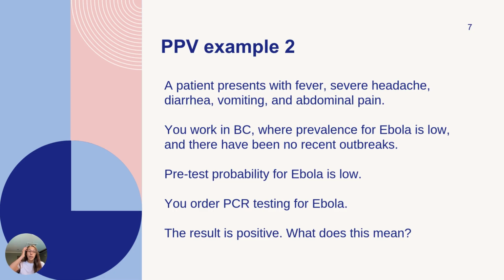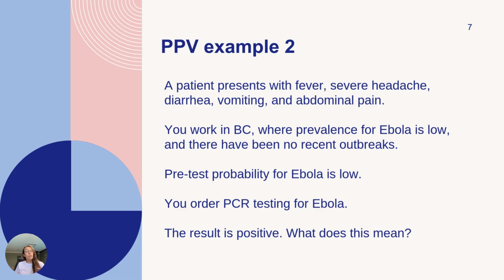Polar opposite, let's think about a patient, similarly, presenting with fever, severe headache, diarrhea, vomiting, abdominal pain. But you work in British Columbia in Canada, where prevalence of Ebola is very low, and there's been no recent outbreaks. You're not really concerned about Ebola. But you ask yourself, pretest probability for Ebola right now, very low. Chances are you're not going to be ordering it, right? But let's say for some crazy reason, you order PCR testing for Ebola and the result comes back positive.